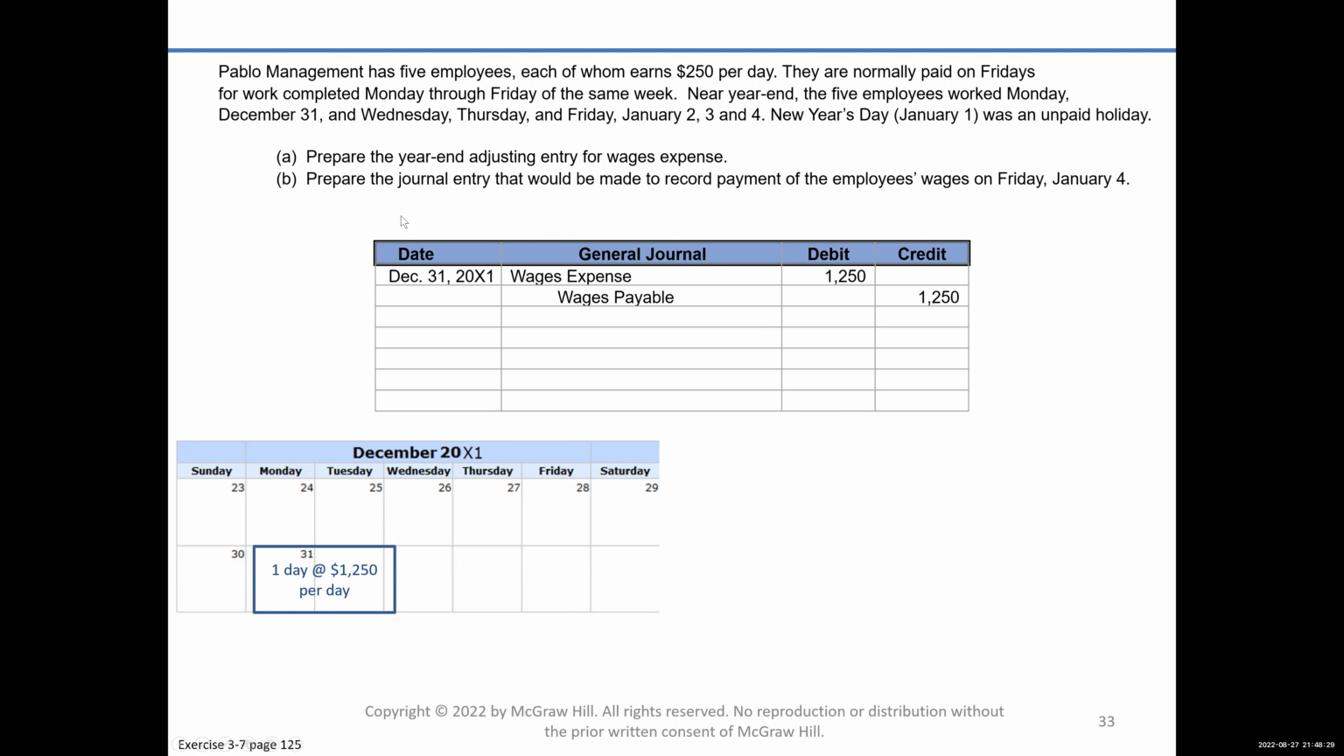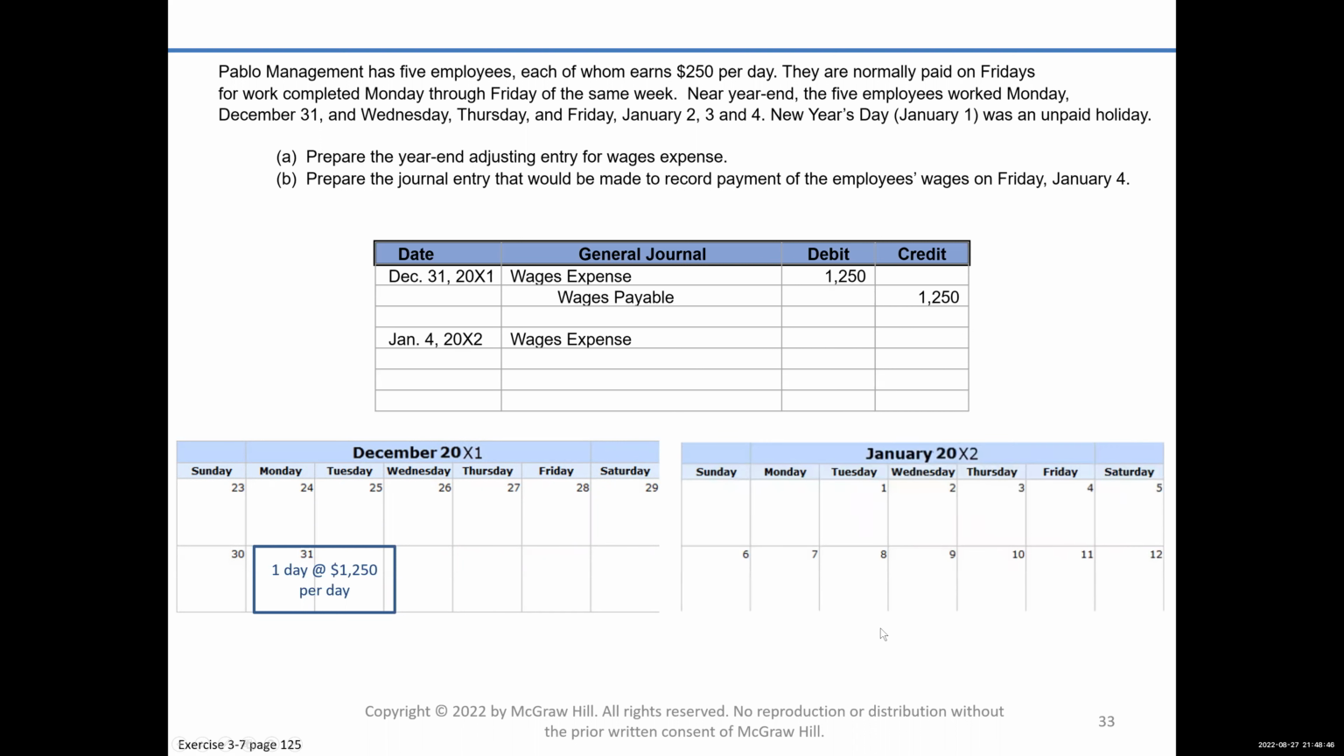Now, B, prepare the journal entry that would be made to record the payment of the employees' wages on Friday, January 4th. Oh boy. Okay, here we go. So we've got to find the wage expense on January 4th. To figure that out, let's take a look at our calendar. This Monday is already taken care of. The first day in January is Tuesday, but that's a holiday. So they have off. Isn't that crazy that they would do this to us?